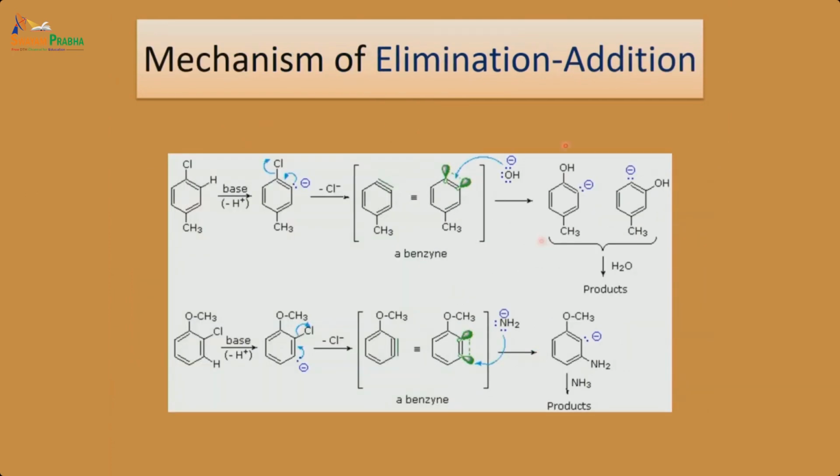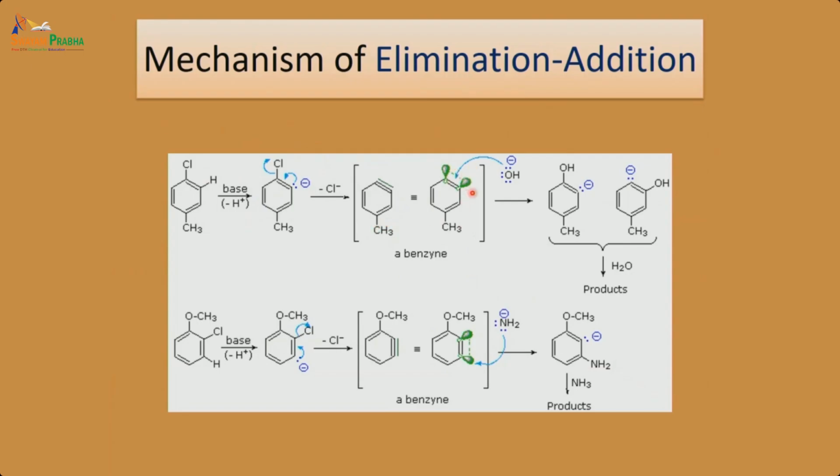So in this elimination addition mechanism, the first step is that the strong base abstracts a proton from the aromatic system. So an anion is generated in the aromatic system. The leaving group leaves with its pair of electrons. The flow of electrons occurs from the negative charge. So we get a triple bond instead of a double bond. This type of intermediate is called a benzyne intermediate.